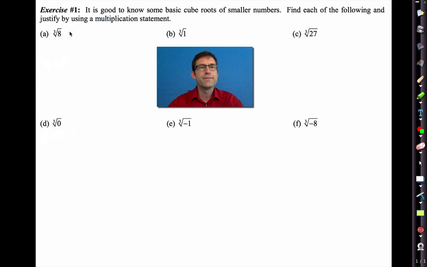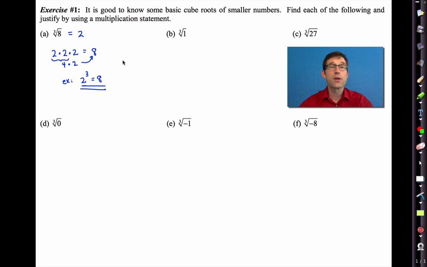The cubed root of 8. Well, the cubed root of 8 is 2. Why is that? Because 2 times 2 times 2 is equal to 8. 2 times 2 is 4, times 2 is 8. In other words, 2 cubed is 8. But that's all a cubed root is. The cubed root of 1, that one's really easy. That's just 1, and the reason why is because 1 times 1 times 1 is equal to 1. Or, better yet, 1 cubed is equal to 1.